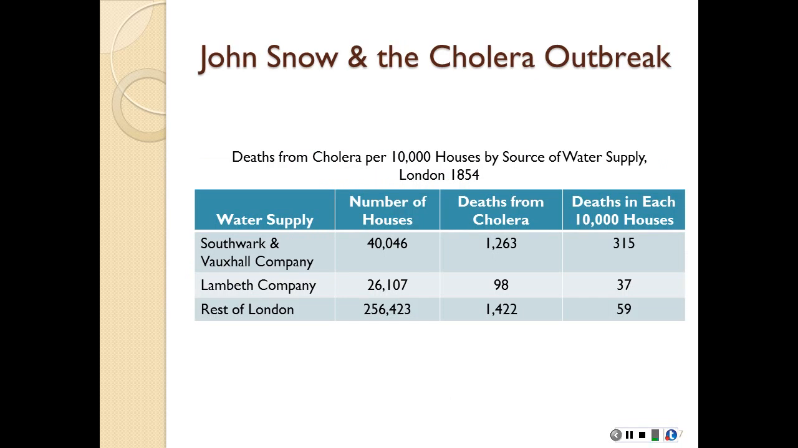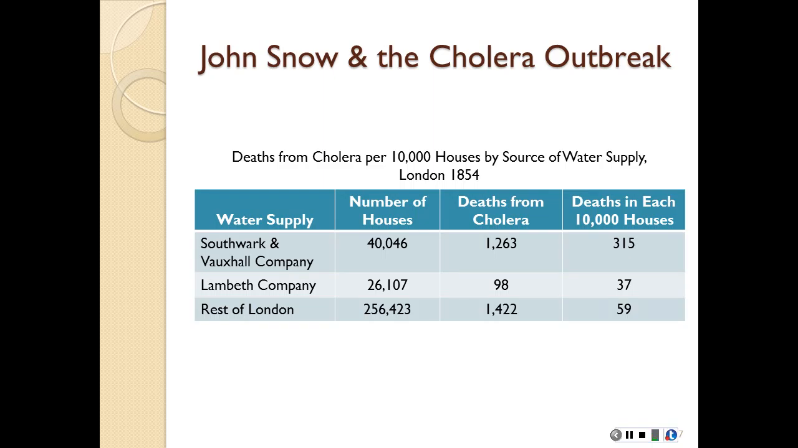Right? This is just an example of the breakdown of John Snow and his cholera outbreak. Notice he didn't do number of people, he did number of houses where somebody was sick. So there could have been like 5 people in that house or whatever individually, but he said the number of houses where somebody was sick in the Southwark and Vauxhall Company water supply versus the number of houses where people were sick from the Lambeth Company versus the rest of London.